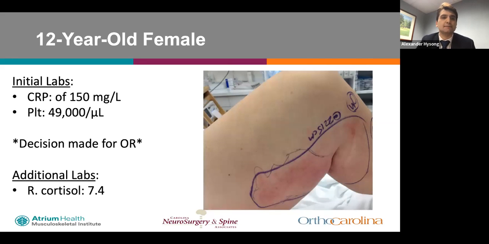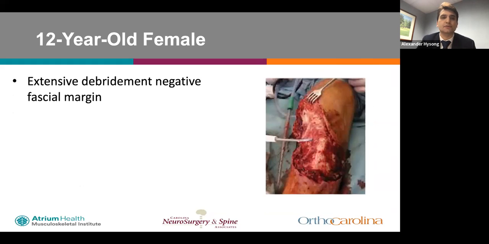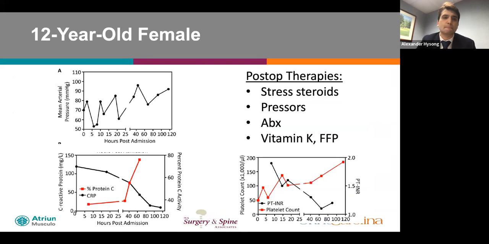Again, we have our initial labs in this patient. On evaluation by the orthopedics team, the decision was made to go to the OR. Another additional lab that was obtained was a random cortisol at 7.4 in the setting of hypotension and hyperinflammation. This was prior to the OR. She was taken within the first 3 hours of her stay. An extensive debridement with negative fascial margins was performed.